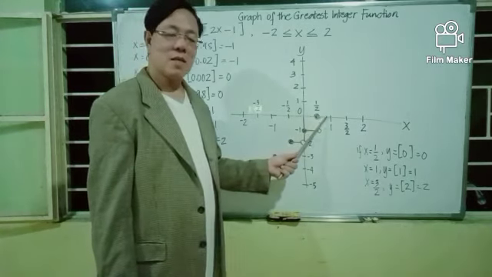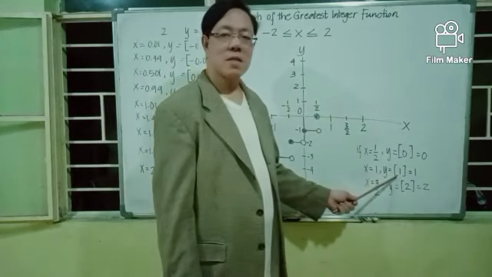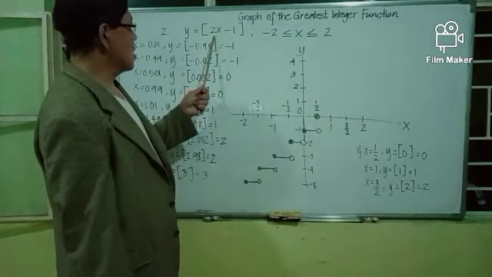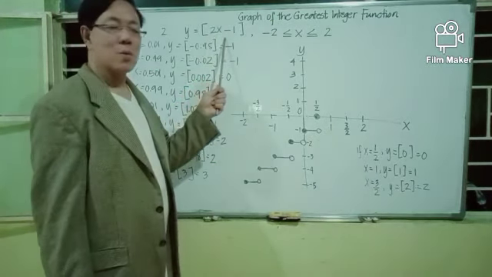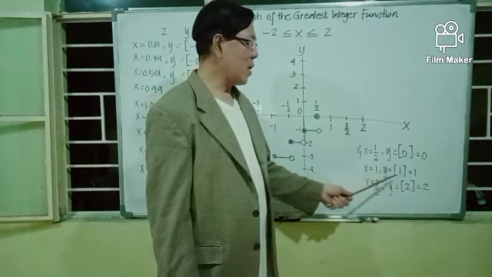But if x is 1, the value of y is the floor of 1, which is 1. If x is 1, you get 2 times 1 is 2 minus 1 is 1. When x is 1, the value of y is 1.